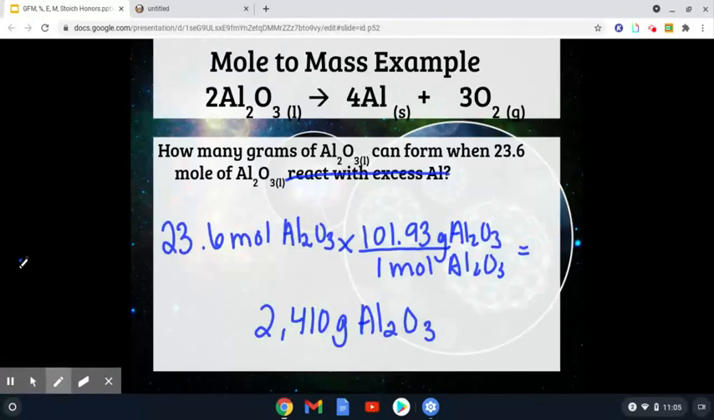Okay, so after sig figging, 23.6 moles of aluminum oxide is equal to 2,410 grams of aluminum oxide.